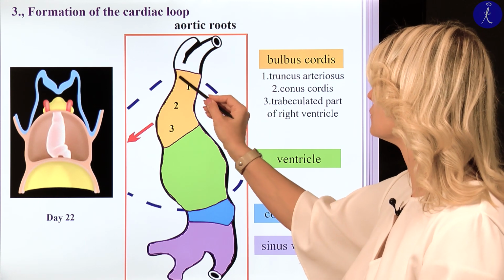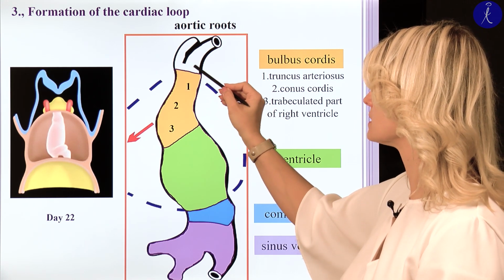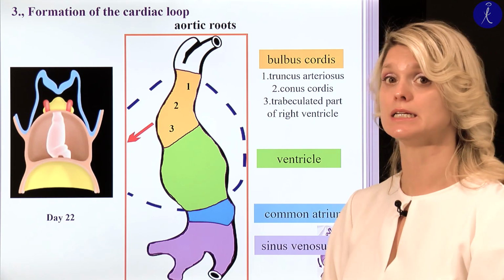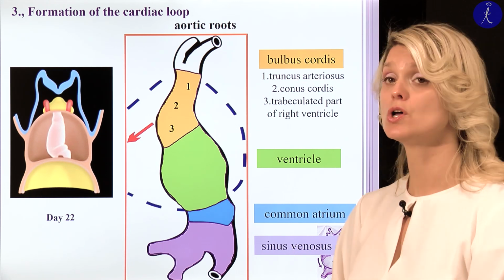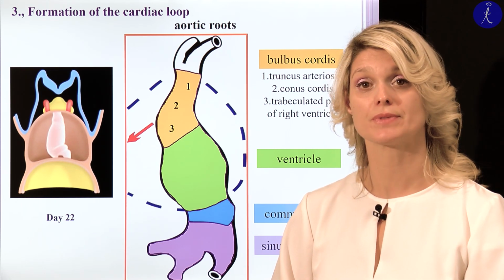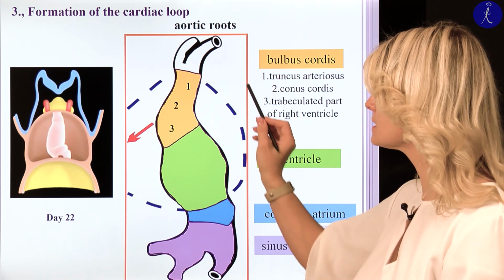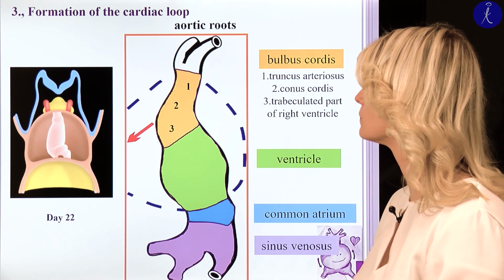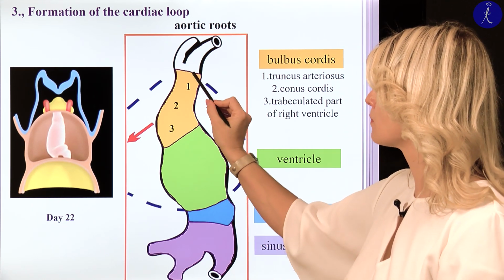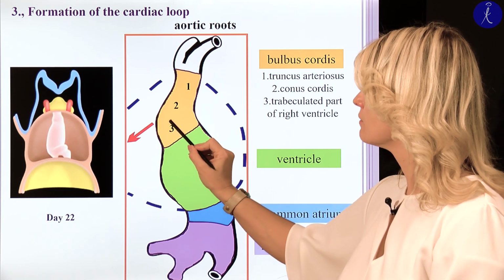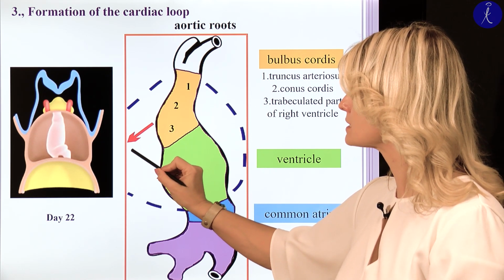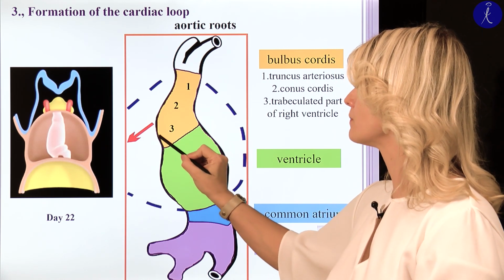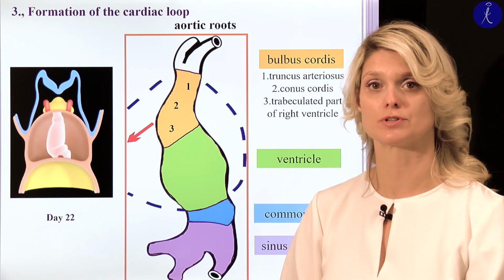And finally, the truncus arteriosus. It is the uppermost part of the bulbus cordis. From this will develop the aorta and the pulmonary trunk. You can see very well the direction of the looping of this whole primitive heart tube. The bulbus cordis will move downward to the right side. I think that's why it is logical that from this part will develop the trabeculated part of the right ventricle.